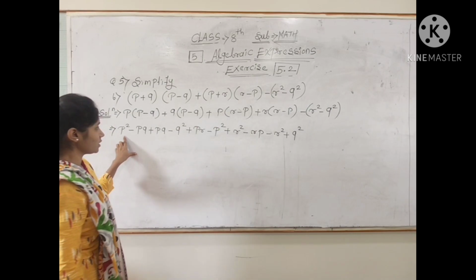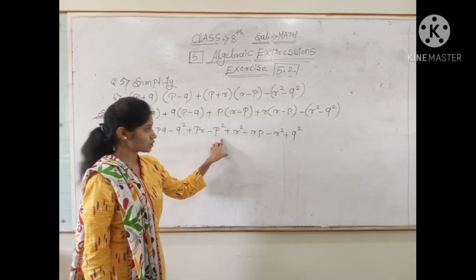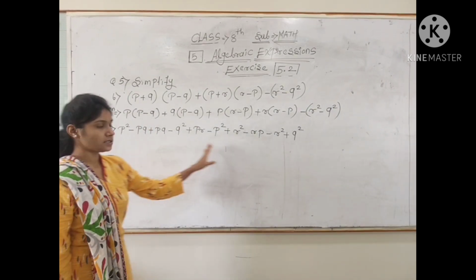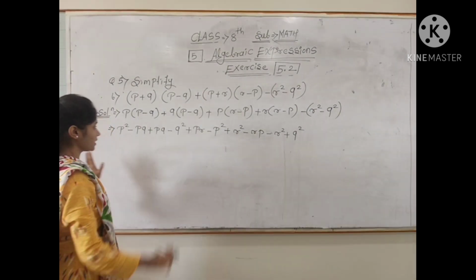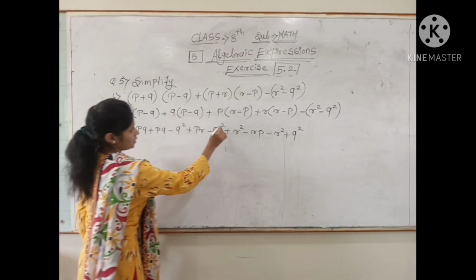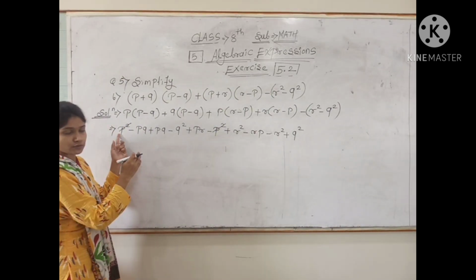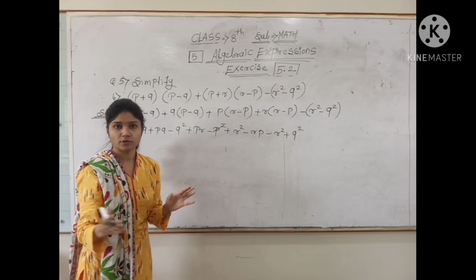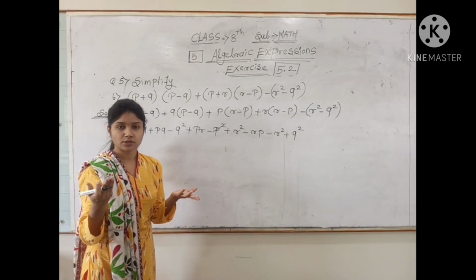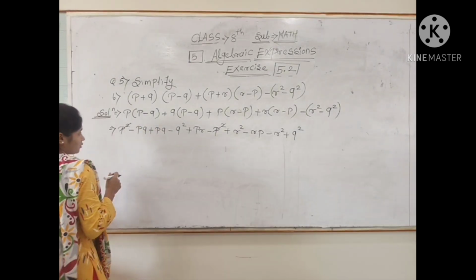Okay, so P square is a like term. Most of the terms are cancelling, so we have to cancel these like terms. P square is cancelled by P square. This positive P square term and negative P square term, you have to add. Then you get the answer, what? 0.